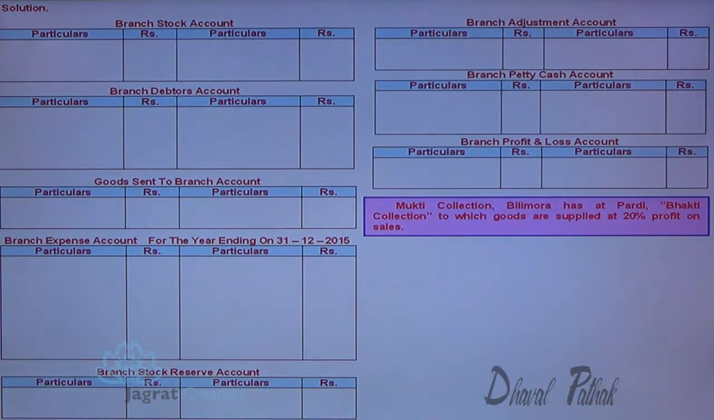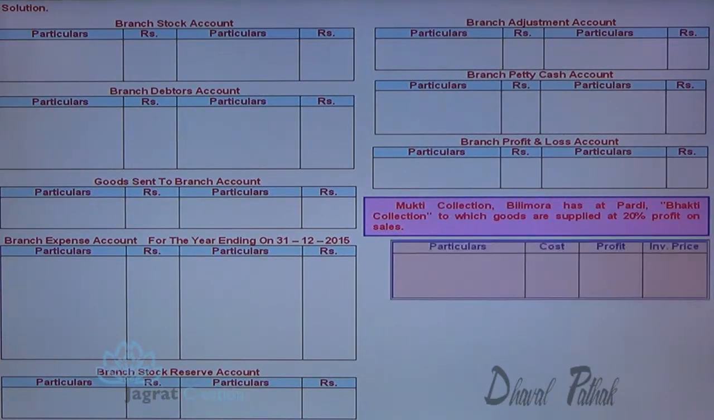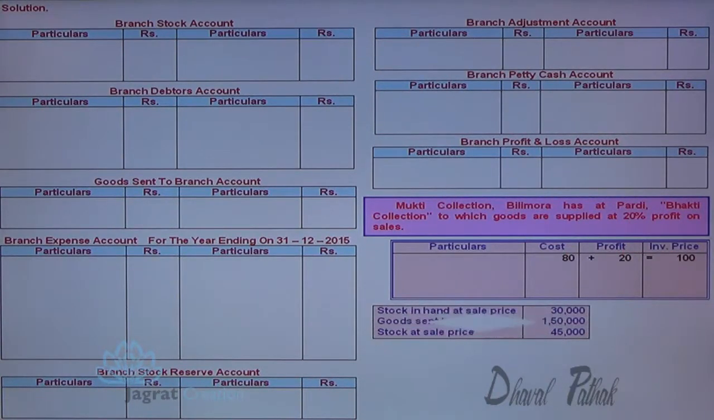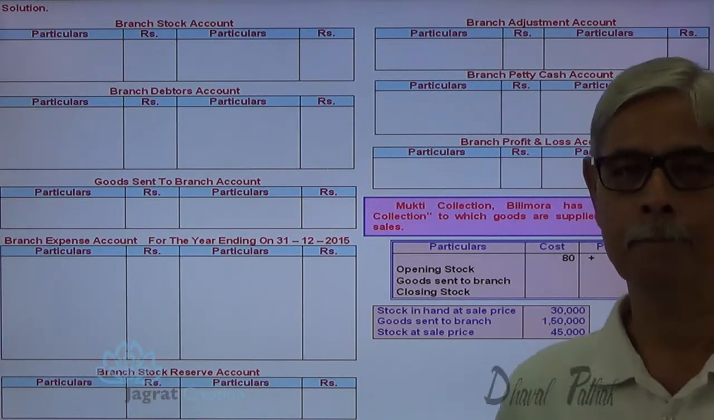Mukti collection, Bilimura has a party, Bhakti collection, to which the goods are supplied at 20% profit on sales. So 20% profit on invoice price. So profit is 20, invoice price is 100, cost is 80. Now stock in hand at sales price 30,000. Goods sent to branch, if you are not told, it is presumed to be invoice price. Stock at sales price. So these are the three important invoice prices given to us in the sum.